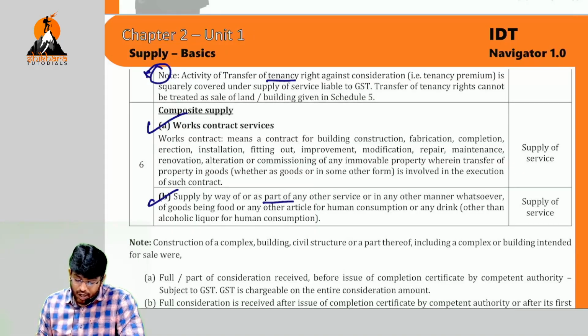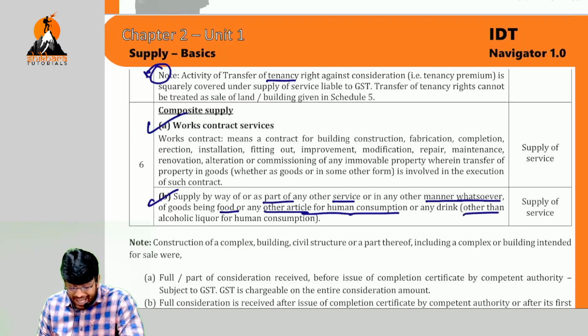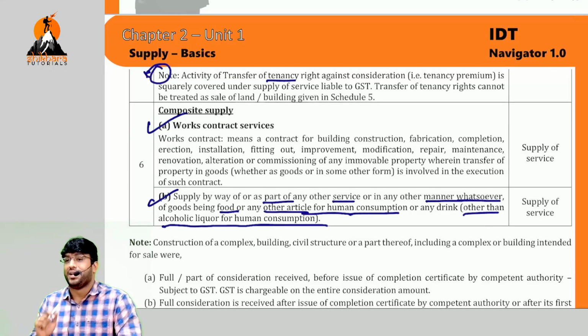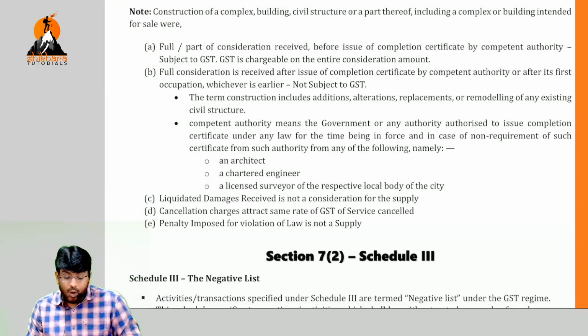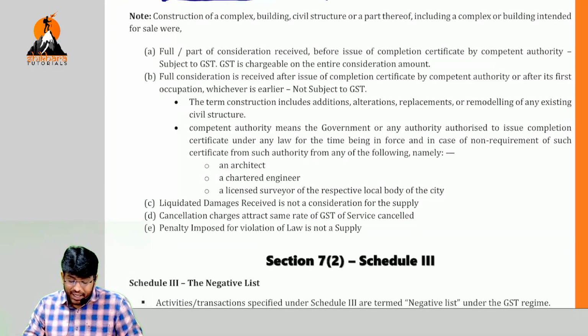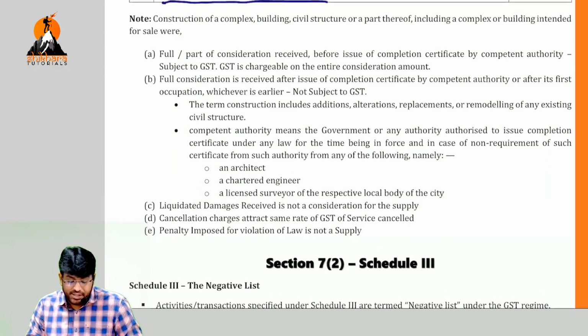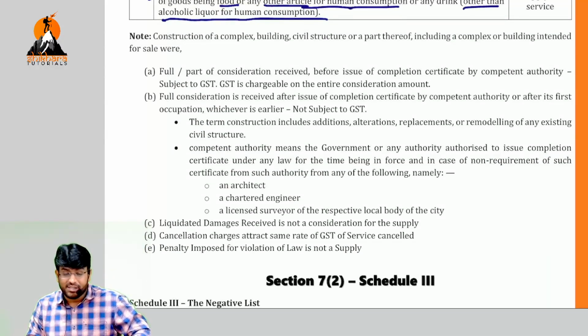Supply by way of or as a part of any other service, in any manner whatsoever, of goods being food or any article for human consumption, other than alcoholic liquor for human consumption. Because alcoholic liquor for human consumption is not covered. Coke, Sprite, exactly, covered. And every food is covered. Clear, friends? That's about section 7(1A). Are we getting clarity? All of us? Done? That's the story of this 7(1A).